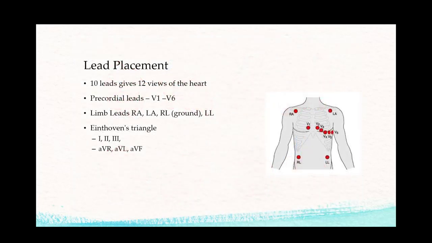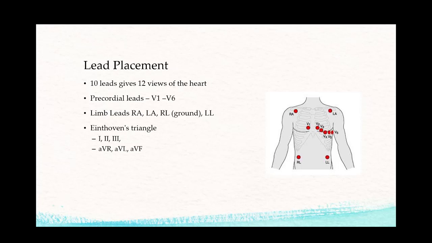Our lead placement. We have 10 leads that gives us 12 pictures of the heart. And how do we do that? We're going to talk about that here in just a minute. The precordial leads are also known as the chest leads. These are our V1 through V6. We'll get more in depth with that as well. So that's 6 leads is our precordial leads.